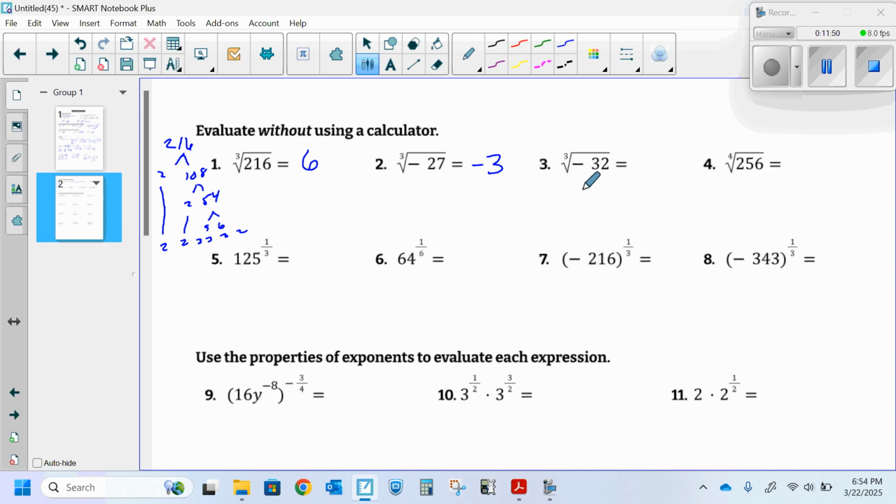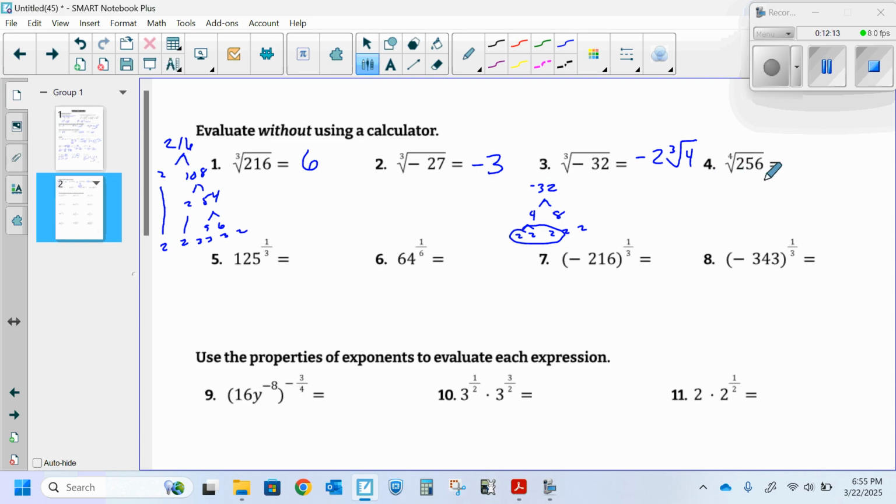Cube root of negative 32. That is not a perfect cube root, so you need to make sure that you do a factor tree. So we have 2, 2, 2, 2, 2, and it's a cube root, so we circle 3 of them. So that'll be negative 2 cube root of 4.